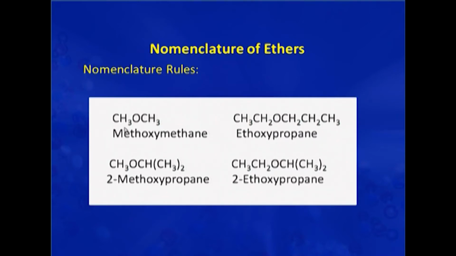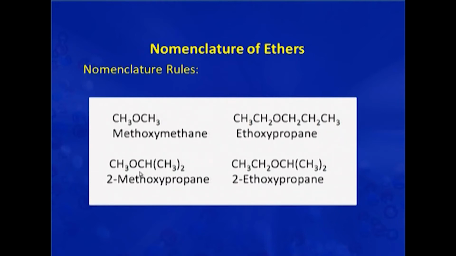The name of the molecule will be methoxymethane, showing that one of the methyl groups is a substitution on the parent chain. In this case, the name given is ethoxypropane. You can see that the larger number of carbon atoms are on this side of the alkyl chain, which is 3 carbon. That is why the main chain is taken as propane, and the 2 carbon alkoxy group, that is ethoxy, is a substitution on the main chain propane. That is why the name given is ethoxypropane.